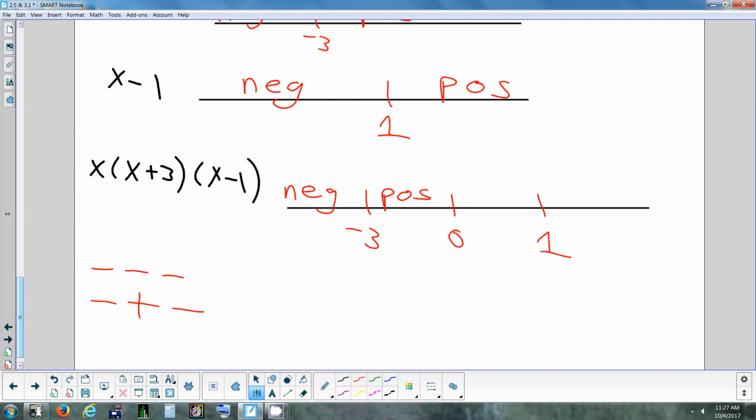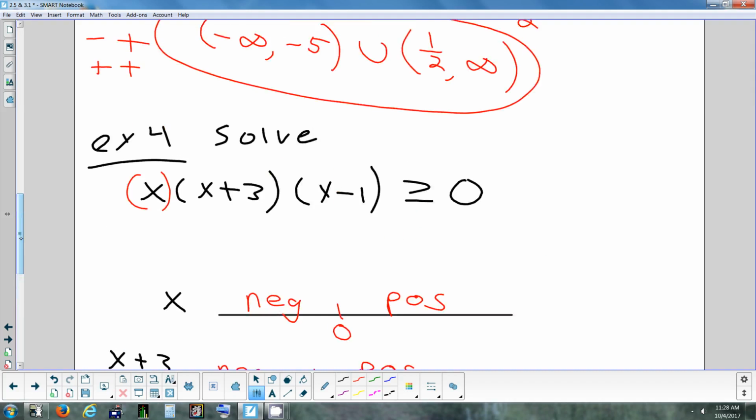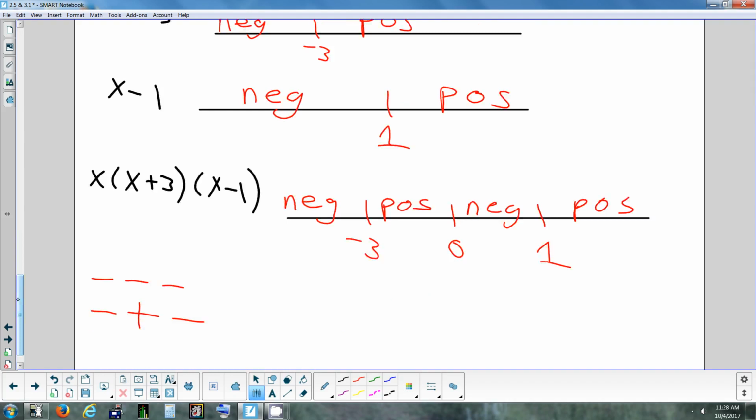Okay, so I'm not going to go through and check the rest. It's just going to alternate. Negative, positive. And now the answer is going to be 2 of those intervals. We have to go back and see, is it less than 0 or greater than 0? Okay, so this is greater than or equal to 0. So that would be in here and there. Any x values in those two regions will come out greater than or equal to 0.